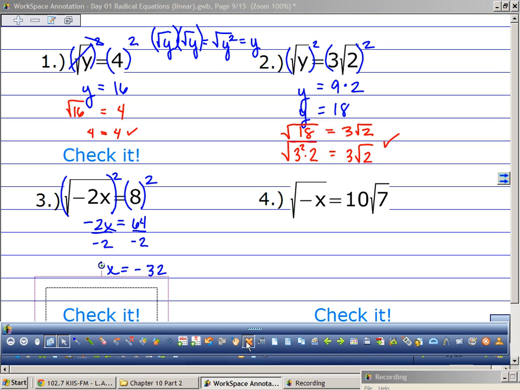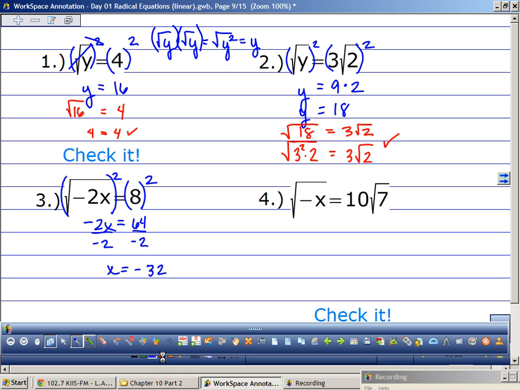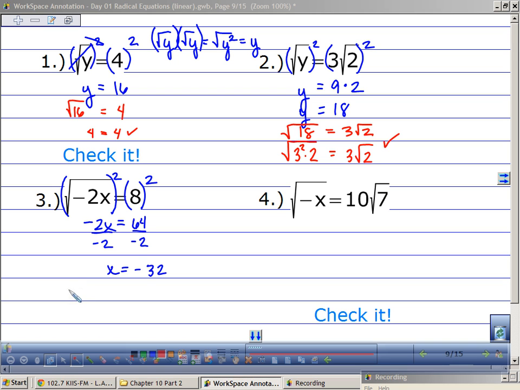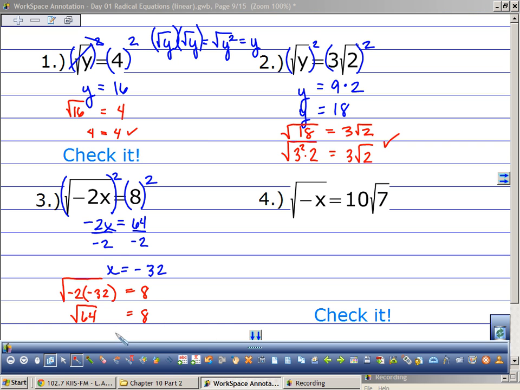Let's check it. Why do you want to check it? Because there are extraneous solutions. So I'm going to check it. Negative 2 times negative 32 should be equal to 8, correct? What is negative 2 times negative 32? Positive 64. All of the checks will be easy because the work is already in the problem you just did, right? So is the square root of 64 8? It is indeed. Check.